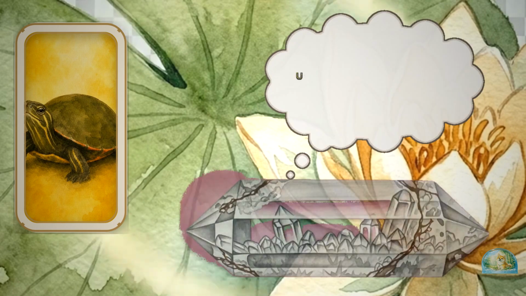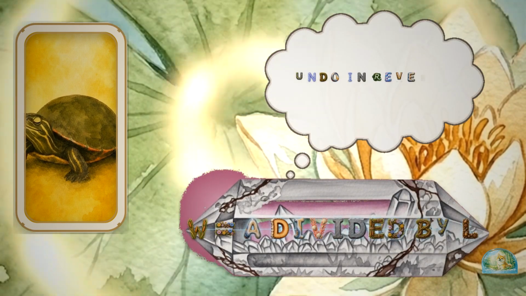multiplying back. Divide by length. Width equals area divided by length.